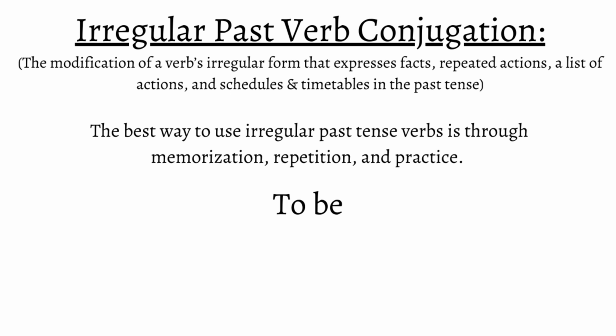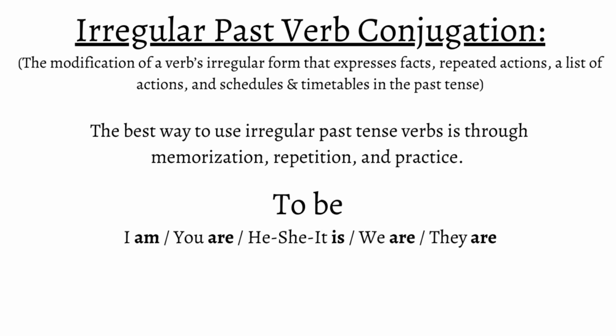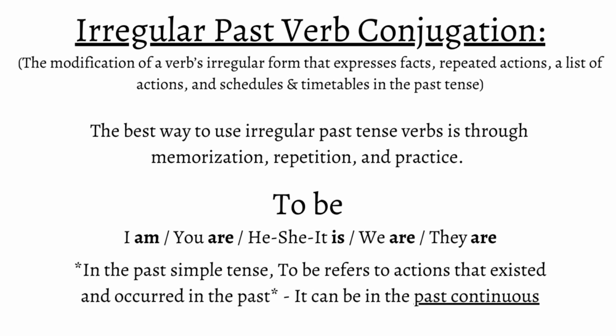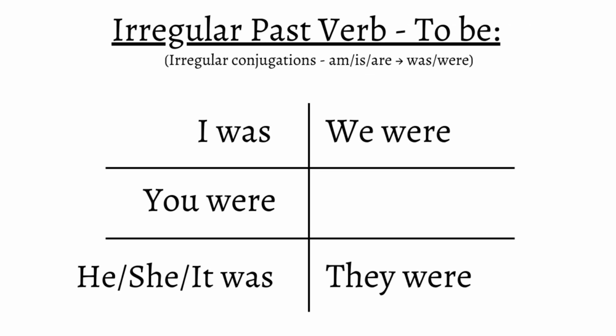As we know, the conjugations for to be in the present are am, are, and is, but in the past, they're irregular. In the past simple tense, to be refers to actions that existed and occurred in the past. Even though I already showed it, it's important to reevaluate this verb because it can be in the past continuous, which is something I'll explain in this video, considering that it's irregular. To be in the past simple will look like this. I was. You were. He, she, it was. We were, and they were.